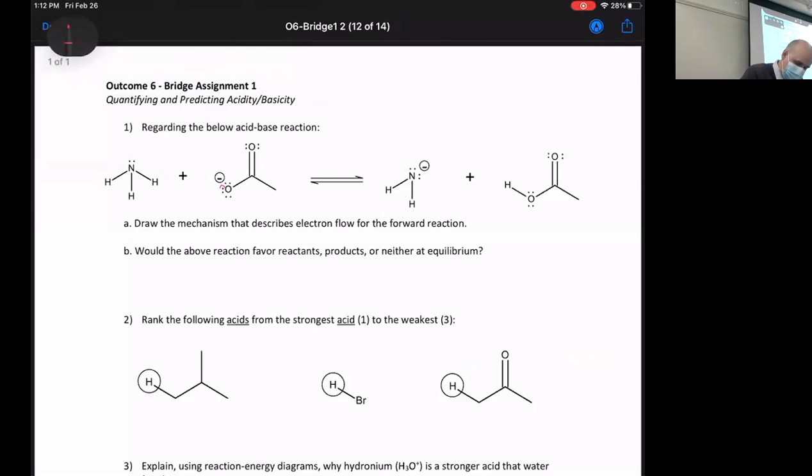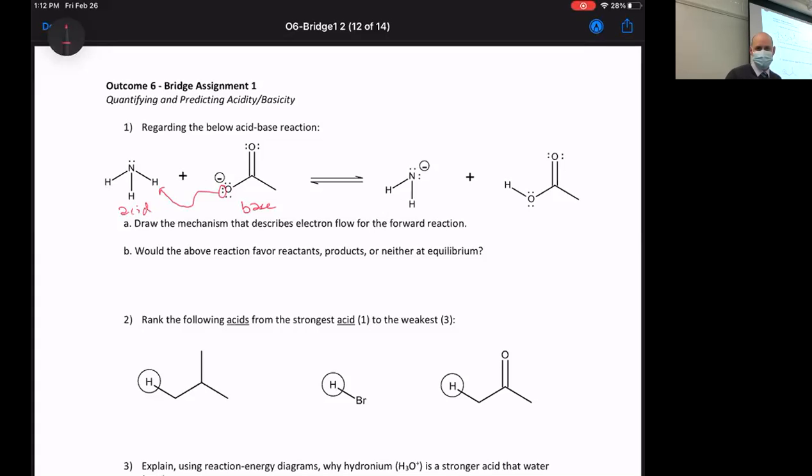The key thing is, remember that when we are drawing mechanism arrows, we are starting at electrons. So the base shares electrons with the acid. This is the base. This would be the acid. There's a couple different ways to know that. First off, a negative charge is always going to be a nucleophile or a base. We're looking at acid base, so it's going to be the base.